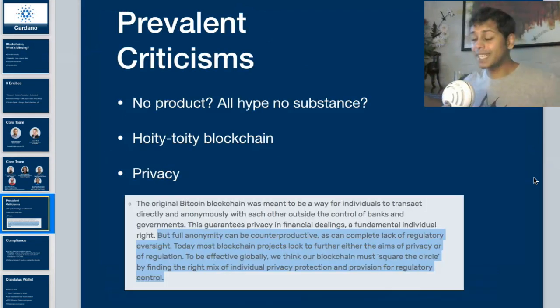The next criticism is that they are a hoity-toity blockchain that puts their peer-reviewed status over actual finished functional product and code. Of course, this sort of leads on from the first criticism, but people don't actually like that peer review because people believe, especially in this cryptocurrency space, that this permissionless environment that we are creating doesn't really require formal validation from educational institutions. I could not disagree more with that point of view.